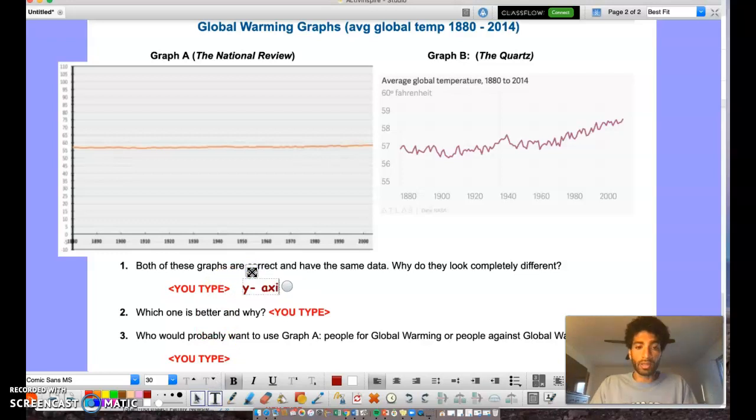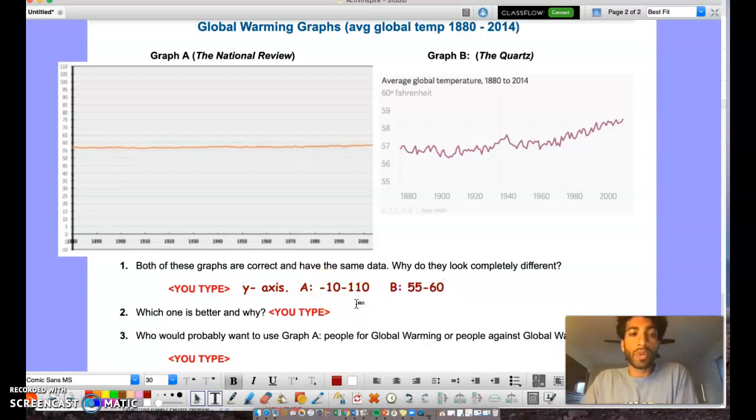Oh, we said y-axis. Right, A goes from negative 10 to 110, and B goes from 55 to 60.